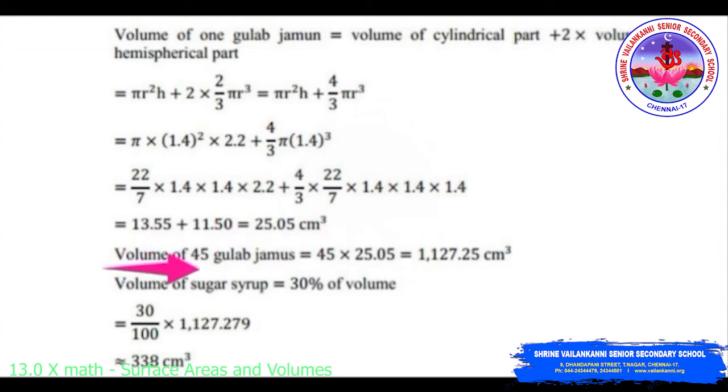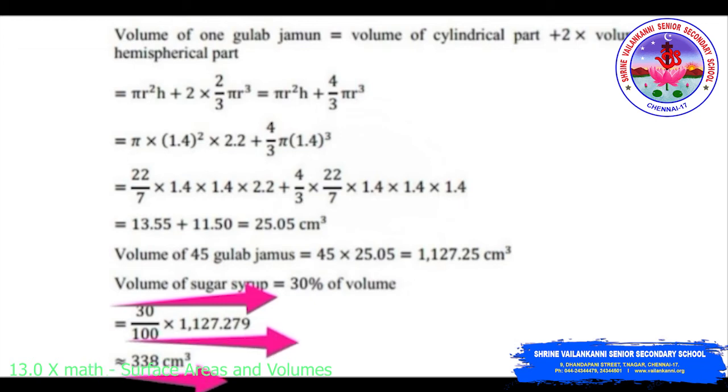The volume of 45 gulab jamuns is equal to 45 into 25.05, which is equal to 1127.25 centimeter cube. I want to find the volume of sugar syrup, which is equal to 30% of the volume. So we get 30 by 100 into 1127.25, which is equal to 338 centimeter cube, which will be the volume of the sugar syrup.